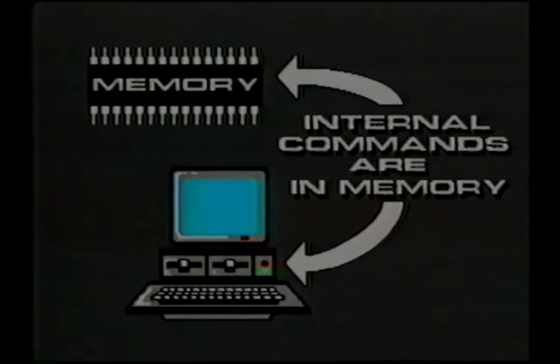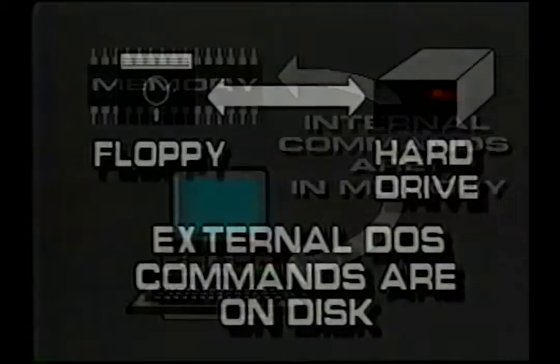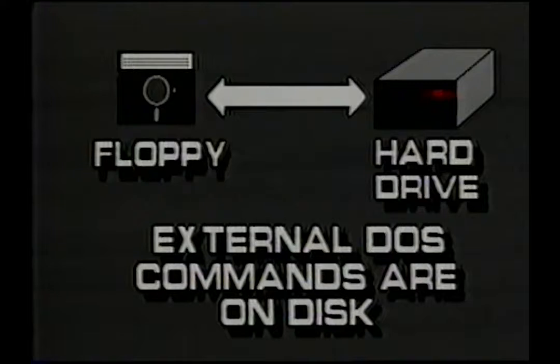We have two kinds of commands we can give DOS. The first type is called an internal command. That means it is in memory. DOS already knows how to operate with that particular command when you type it. The second type of command is called an external command. The external command is one where DOS has to find the program on the disk necessary to execute the function.